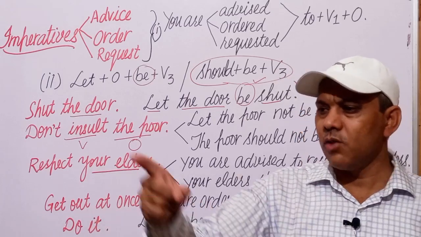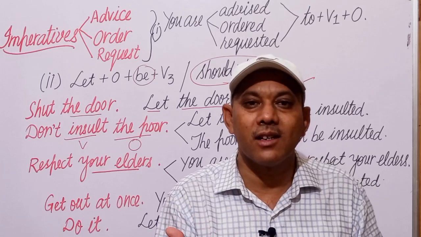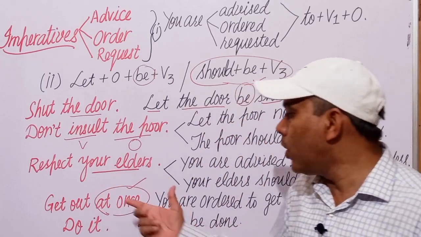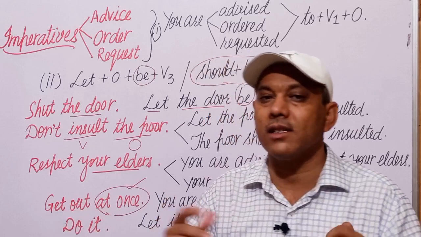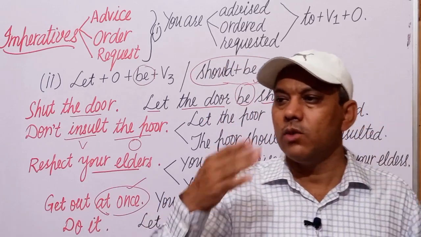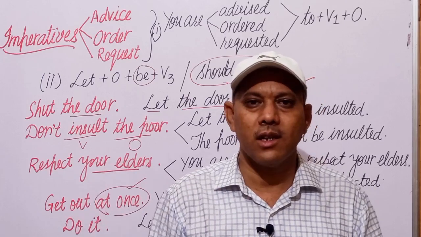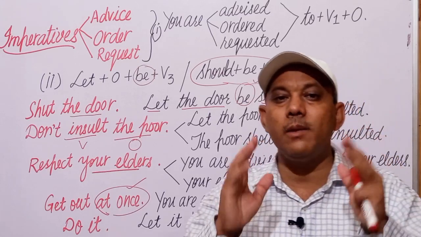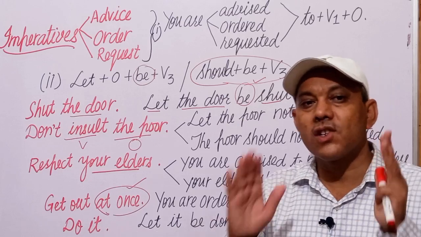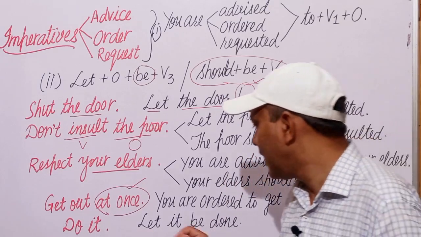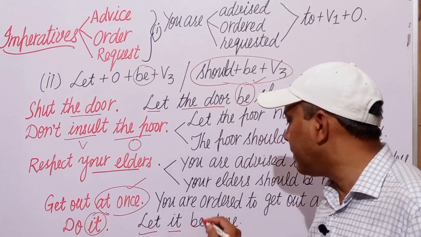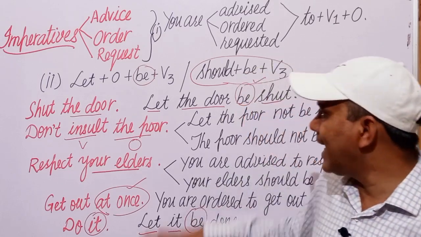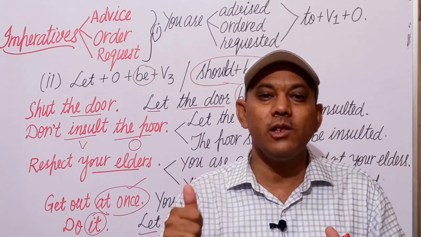Next is get out at once. It means an order is there. This phrase at once tells us that there is an order in this imperative sentence. We can say you are ordered to get out at once. Leave from here immediately. Next is do it. Just a small sentence, frequently asked in many examinations. Do it. We can start it with let. Here it is the object. Let it be, from our side, done. Let it be done. In this way, we can change imperative sentences from active voice to passive voice.